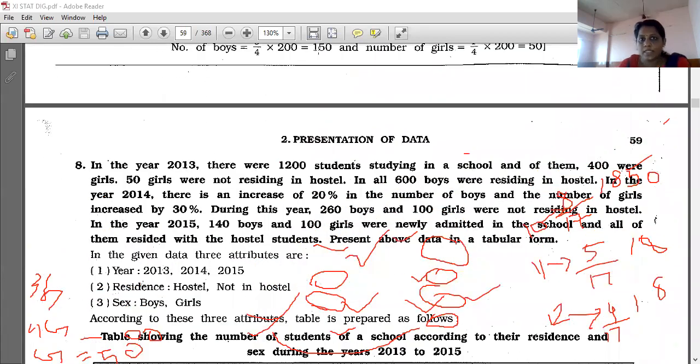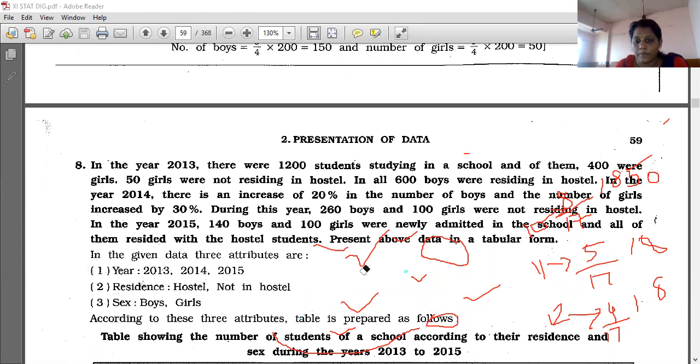See, the next sum is: in the year 2013, there were 1200 students. All of you look into your textbook and read properly. There were 1200 students studying in a school, and of them, 400 were girls. 50 girls were not residing in hostel.